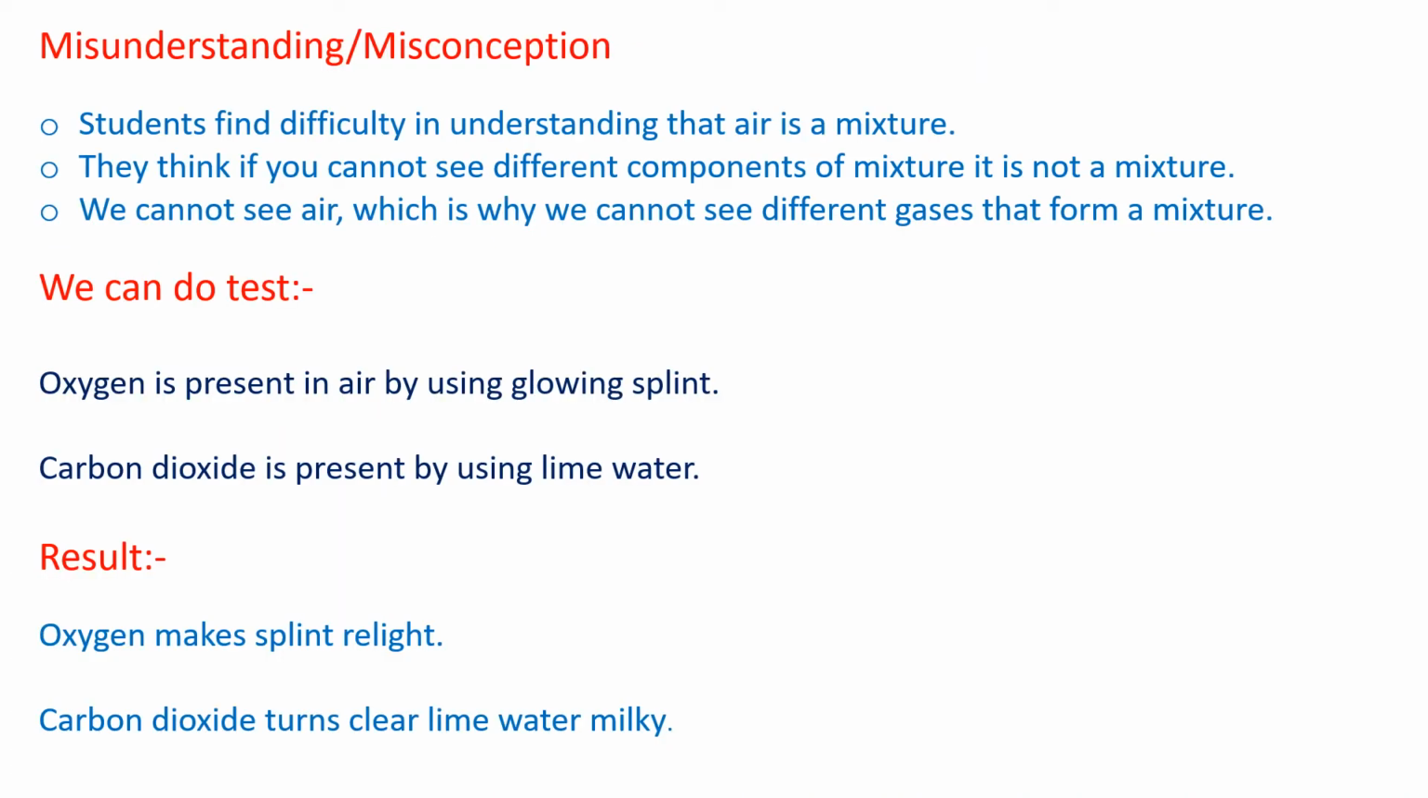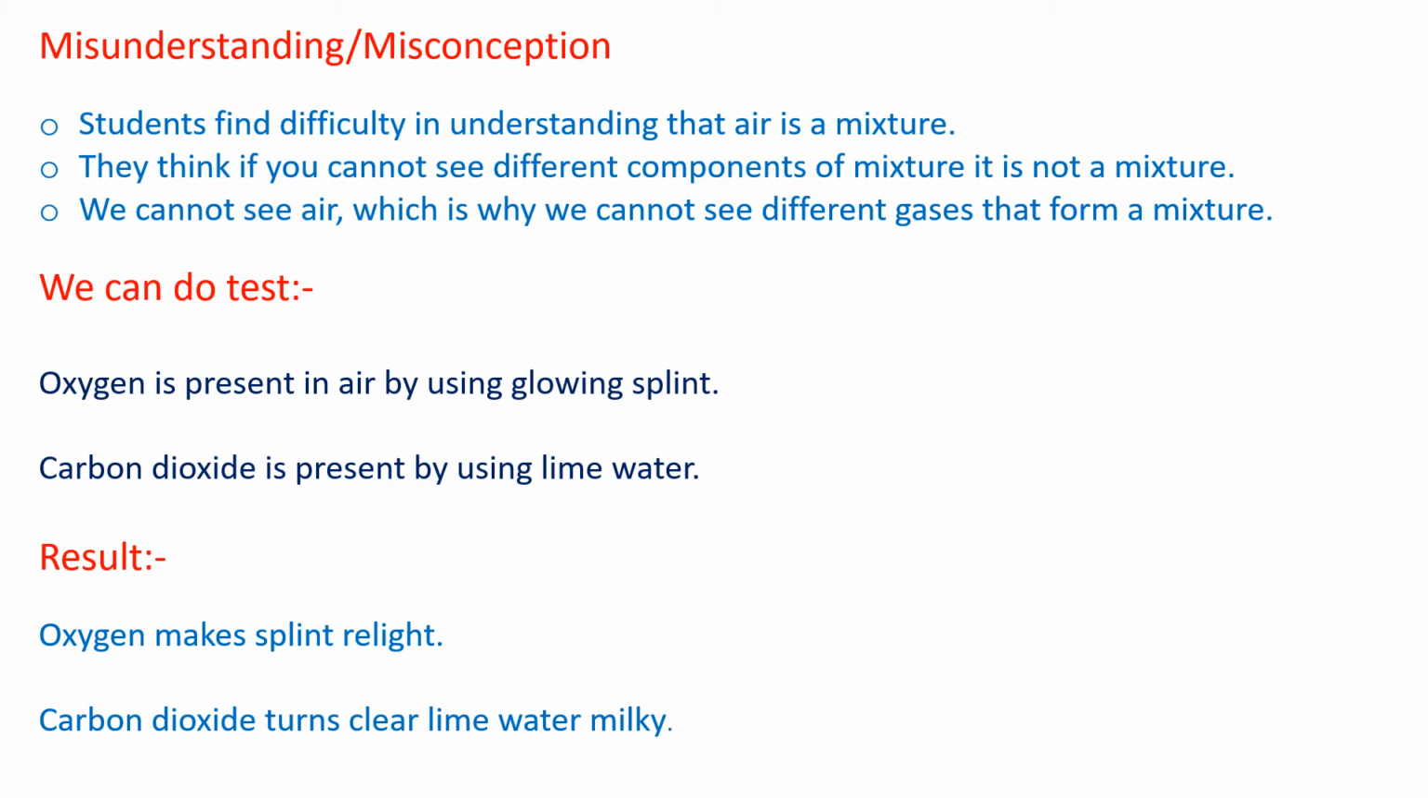So there are some misunderstandings and misconceptions. Students find difficulty in understanding that air is a mixture. Air is a mixture of gases. They think that if you cannot see the different components of a mixture, then it is not a mixture. We cannot see the air, which is why we cannot see the different gases that form the mixture.